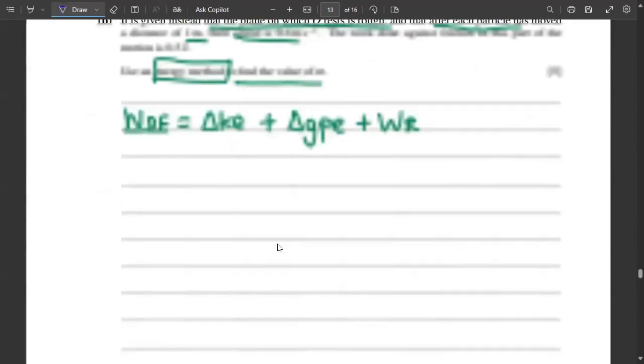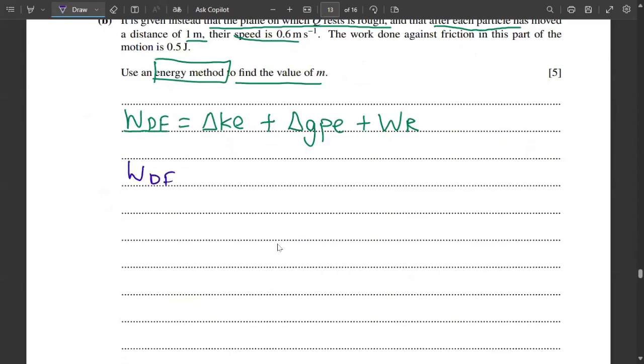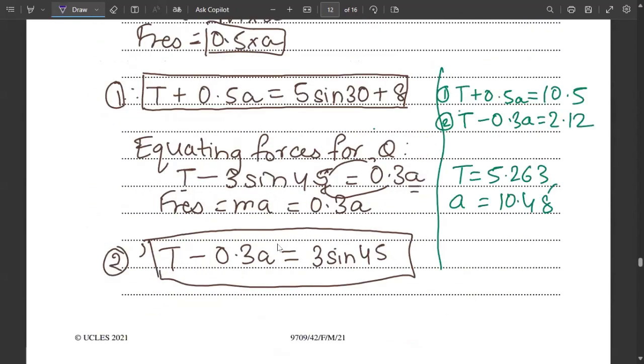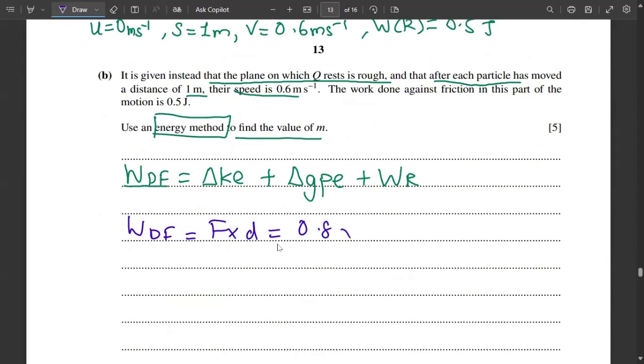Yeah. So work done by driving force equals force into distance. So we know the force was how much? Force is 0.8 Newton. Okay. And what is the distance? The distance covered is 1 meter. Therefore, work done by driving force will be 0.8.